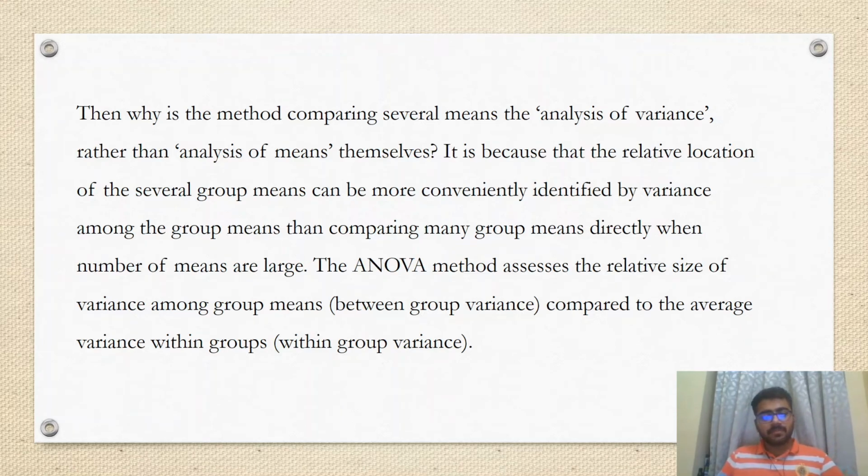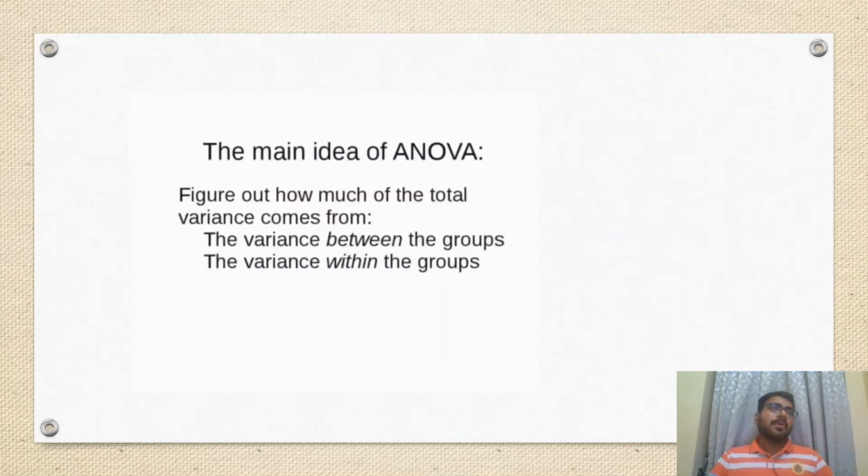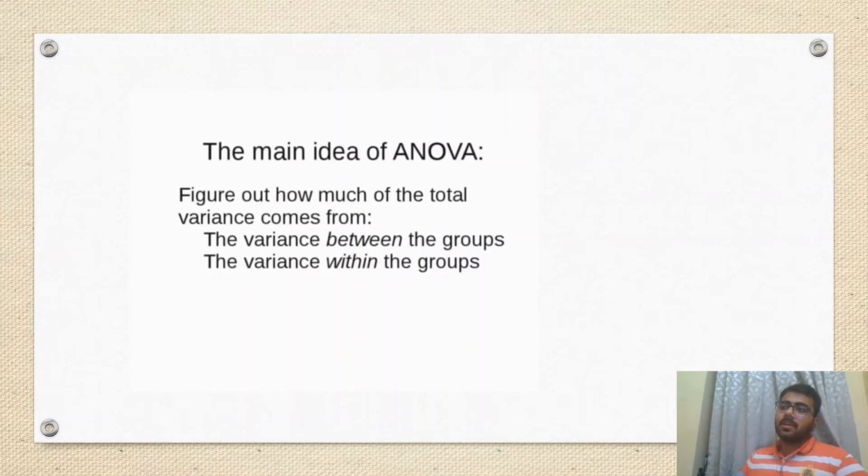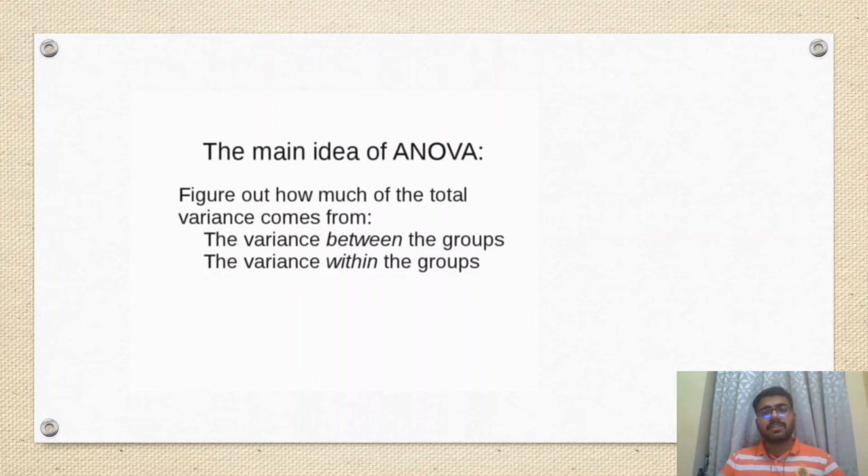The ANOVA method compares variances instead of means. That is why it is called analysis of variance rather than analysis of means. The main idea of ANOVA is to figure out how much of the total variance comes from the variance between the groups and the variance within the groups.